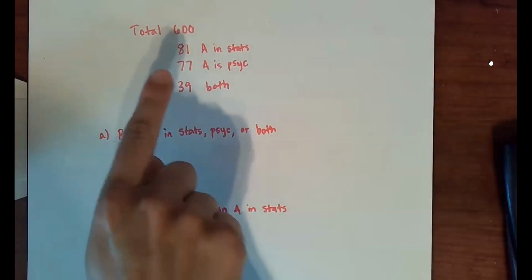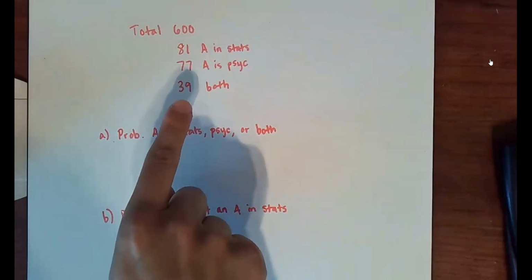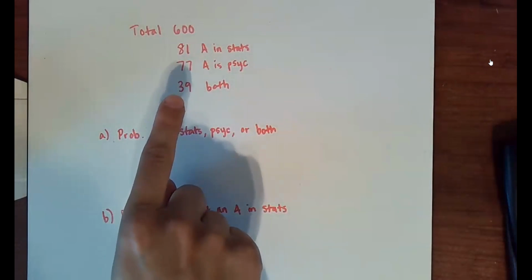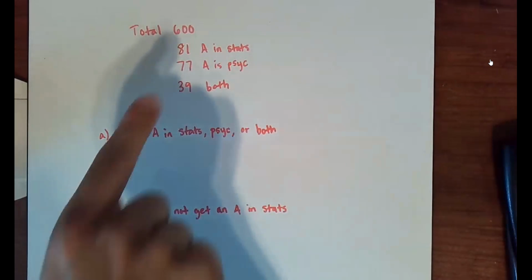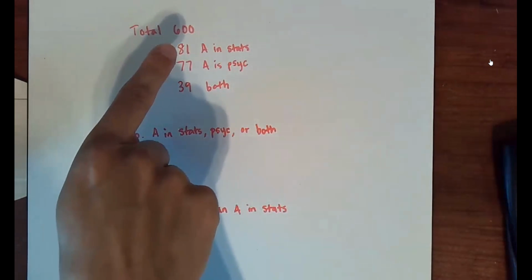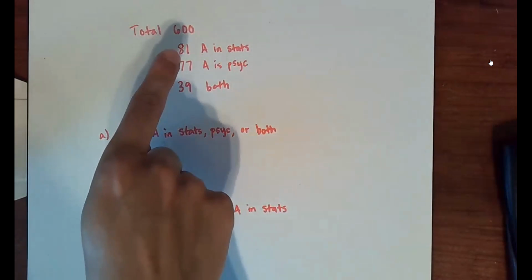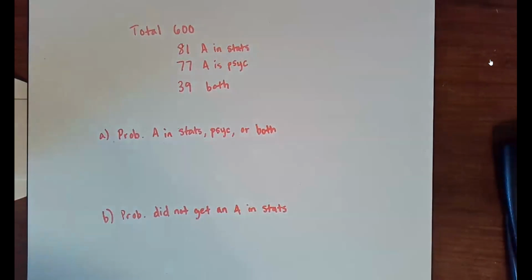Now, I don't want to just add up my A in stats, my A in psych, and in both, because you need to keep in mind that if we add all these up, then you're over counting by the both number. Because keep in mind, in this 81, there are 39 students in there that scored the A in stats. And same thing in psychology. There are 39 students in there already that scored that A.